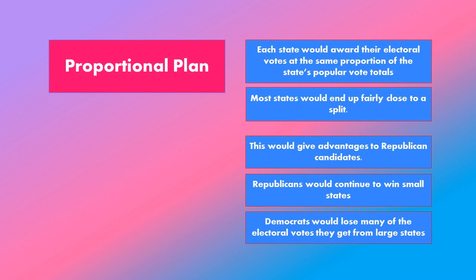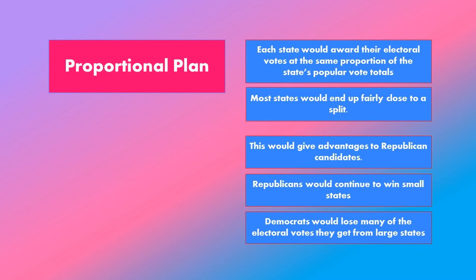Most states in this situation would end up with a pretty close split, because states are not all Democrat or all Republican, but most states are a pretty good mix, and so most states would end up pretty close to split here. Now, this is another plan. This would give advantages to Republican candidates, because Republican candidates would continue to win the small states, and the Democratic candidates would lose their advantage in the big states. So we'll look at this on the map as well and see how this plan would shake out.